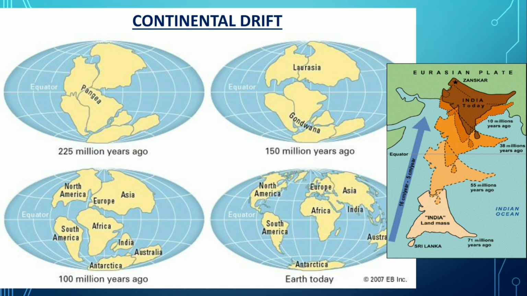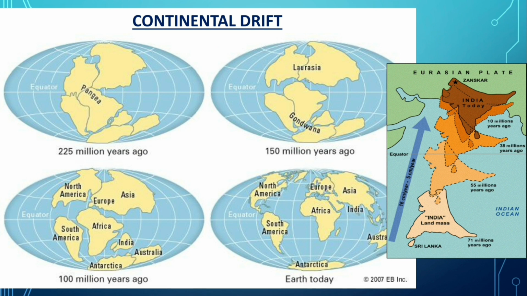This continental drift picture will give you a clear idea about how the present shape of India was gained. Here you can see there was only one continent, that was Pangaea. Then it was divided into two continents, Laurasia and Gondwana. At that time, the downside portion, the south portion of India, was in Gondwanaland.